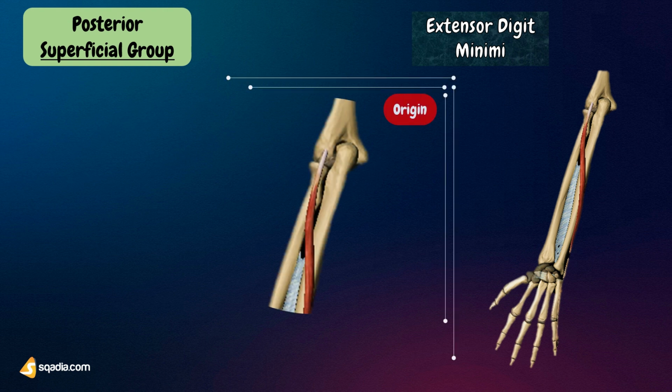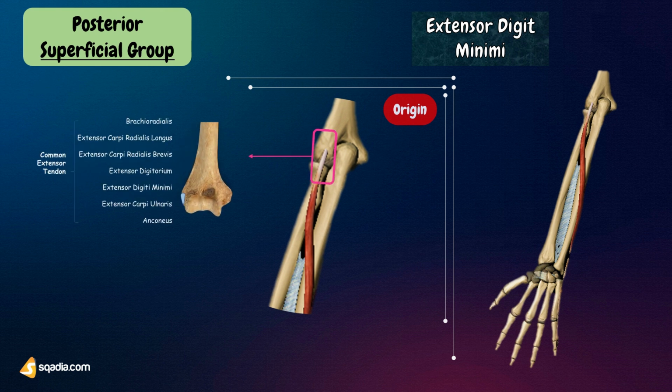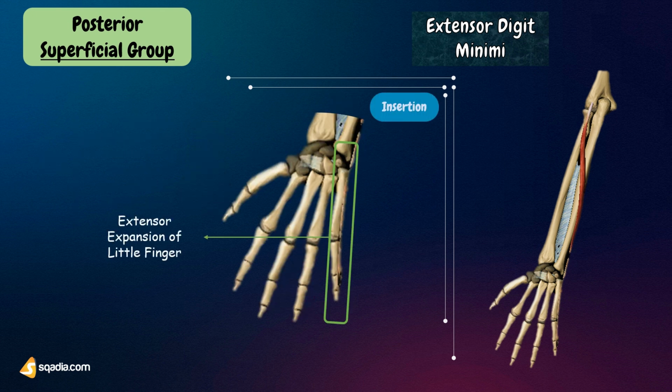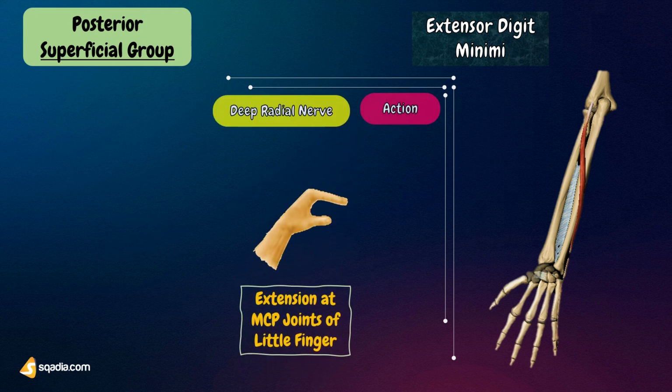The third superficial muscle of the posterior compartment of the forearm is the extensor digiti minimi. It also originates from the common extensor tendon. The tendon passes under the extensor retinaculum and divides into two slips that insert into the extensor expansion for the little finger. This muscle extends the metacarpophalangeal joint of the little finger and is supplied by the deep branch of the radial nerve.